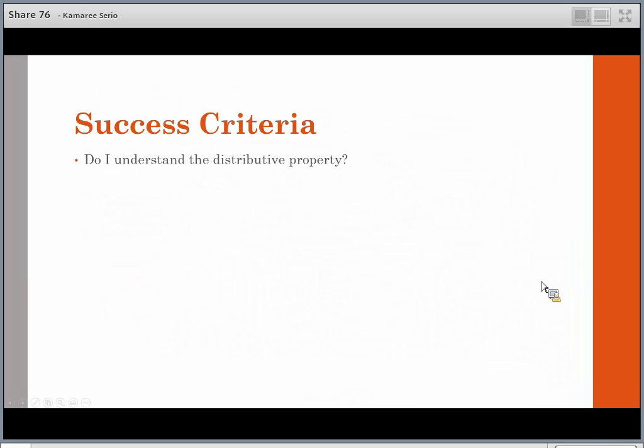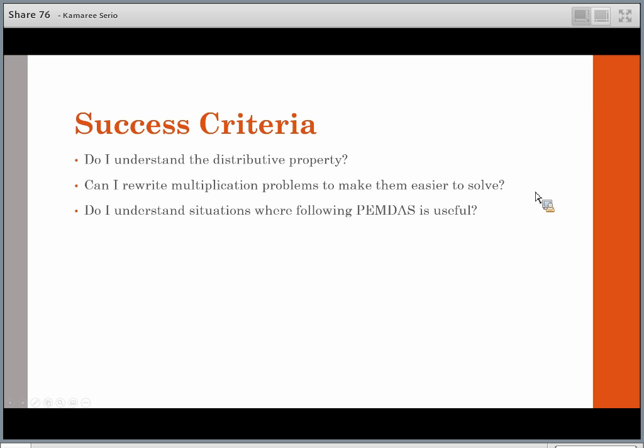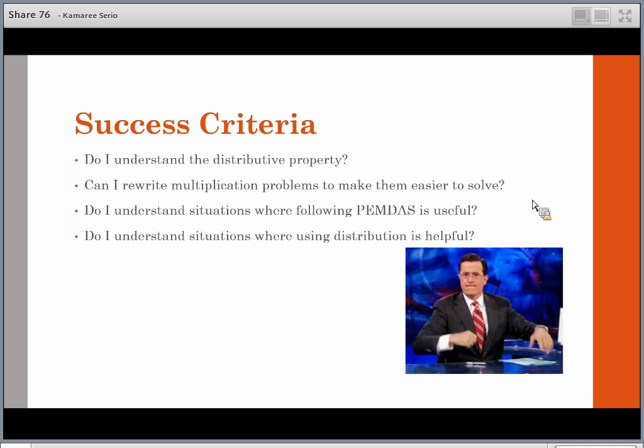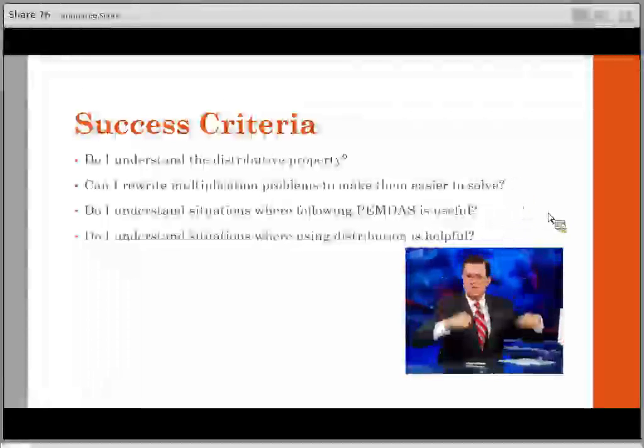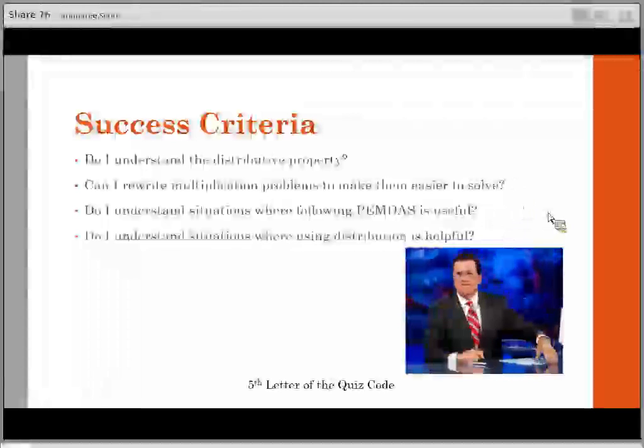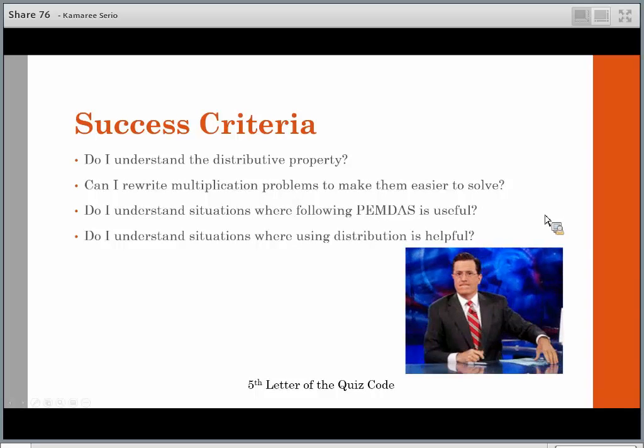Okay, so do I understand the distributive property? Hopefully that is a yes. Can I rewrite multiplication problems to make them easier to solve? Do I understand situations where PEMDAS is useful? And do I understand situations where distribution is helpful? Hopefully that's a yes for all four of those. If you're still struggling with any of these, or if you just want some more help or practice problems with distribution, please let me know. Okay, we can set up a time and we'll go over some of those.